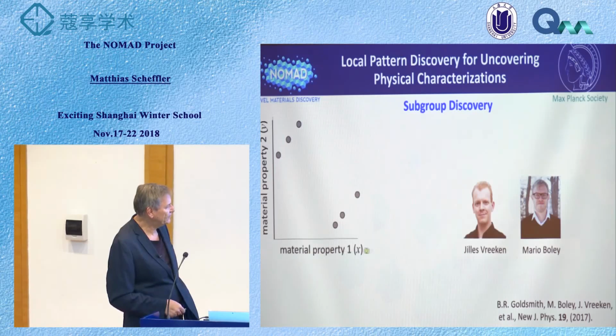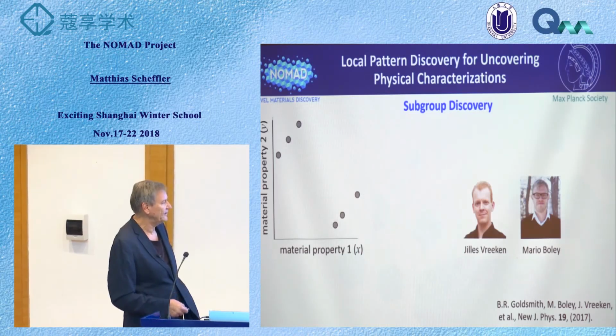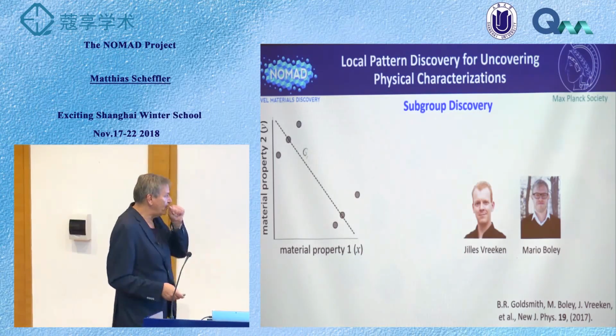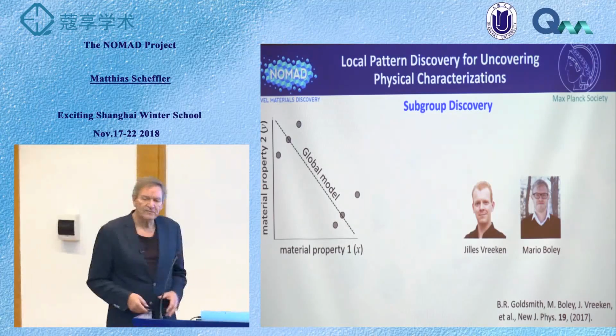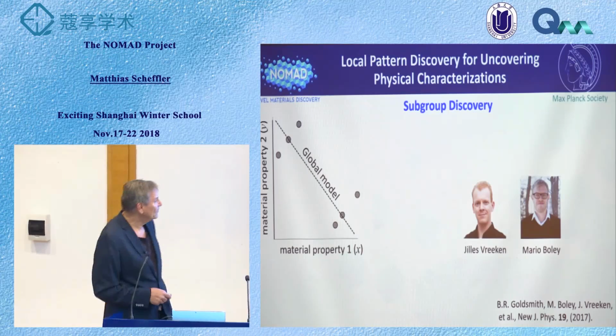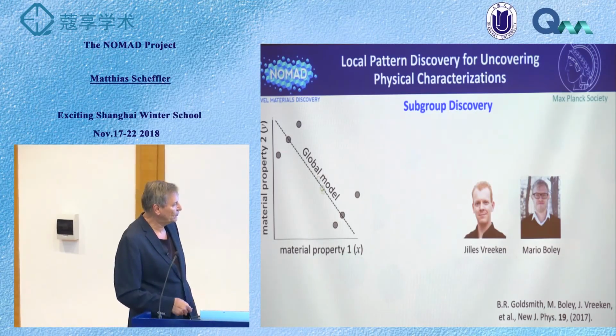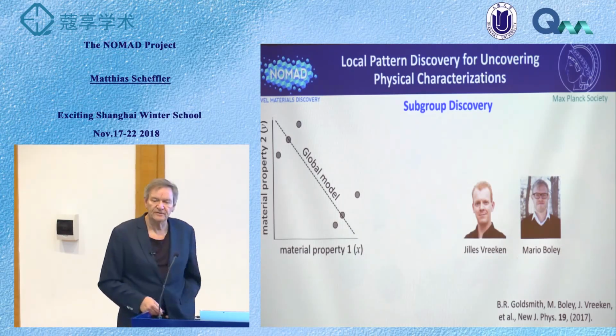So let's assume that we have, say, material property 1, material property 2, and these are our big data. I mean, just really tutorial examples. We have six data points. This would be the global model. The best fit of these data would be, as you see it here, with a certain error bar, and the slope would be somewhat your physical understanding.